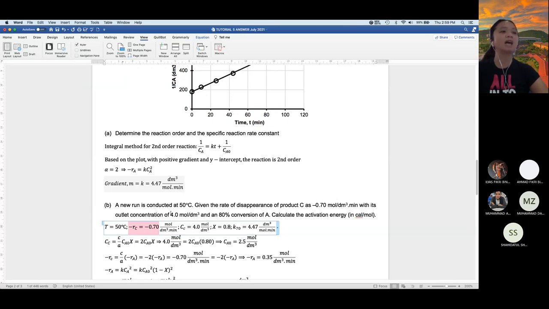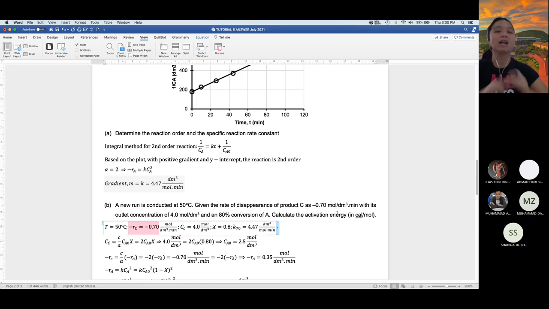Then dia beri kita its outlet concentration. Outlet concentration of C tu adalah 4. So kamu kena baca, dia kata rate of disappearance of product C with its outlet concentration of 4. Dia beri kita concentration of C sebagai 4 cc. Bila kamu baca soalan, kamu kena make sure ni concentration apa. Okay, so dia kata ini outlet concentration of product C sebagai 4. So CC 4. And then dia beritahu kita X 0.8. Dia suruh kita cari activation energy.